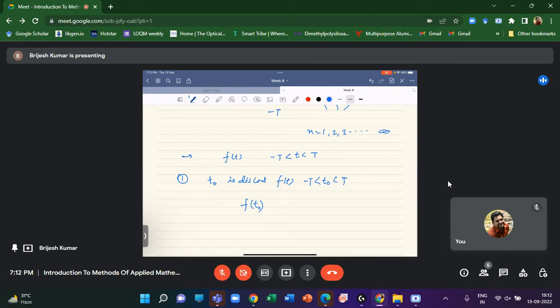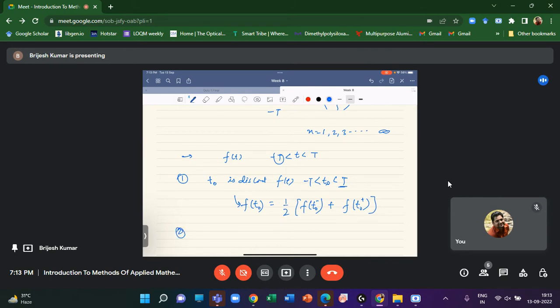Actually, we have to redefine this. So we can redefine this as 1 by 2 of f(t0 minus) plus f(t0 plus). Plus and minus: t0 minus will be on this side, and t0 plus will be on this side. Okay, the example will come, then I will tell.